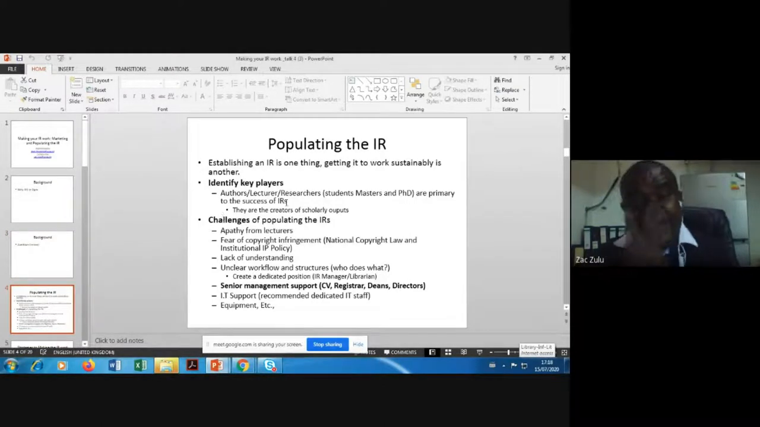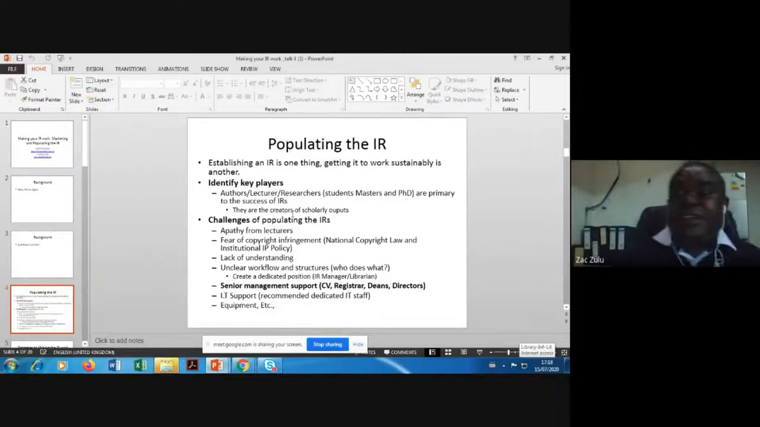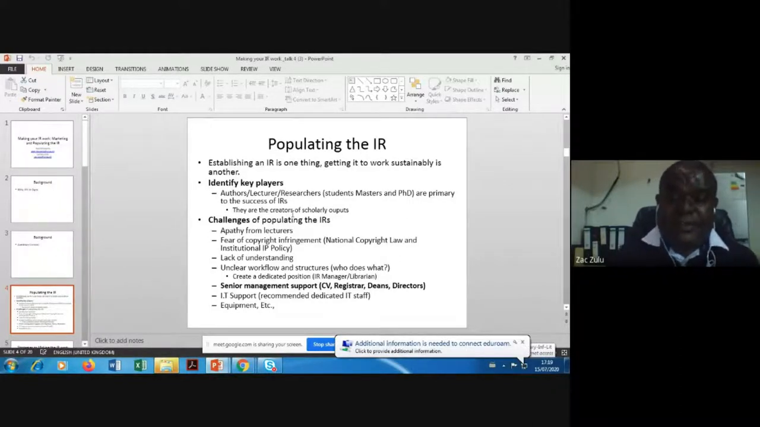Establishing an IR is one thing, and getting it to work sustainably is another. From my experience, I would advise any institution which needs to establish an IR to identify the key players in the institution, because at the end of the day, you are going to come up with communities. For example, the University of Zambia IR, the way we have organized it, is according to schools. We have close to 23 communities, which include the School of Education, Engineering, Mines. All the schools are captured, so we are calling them communities.